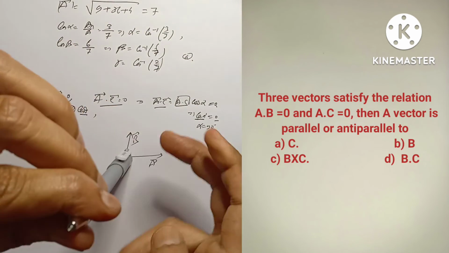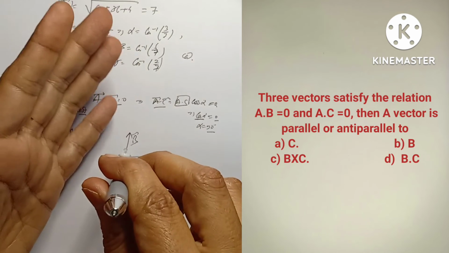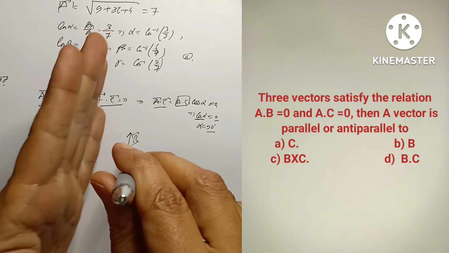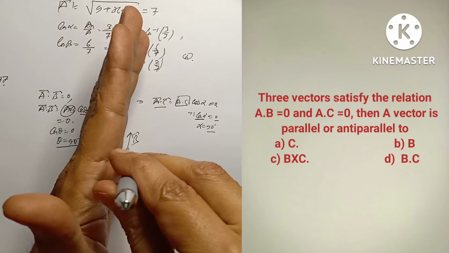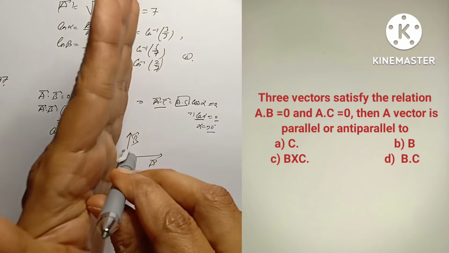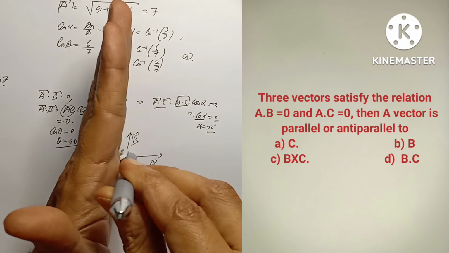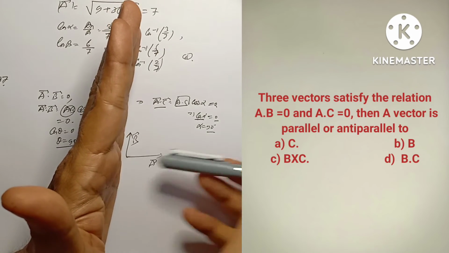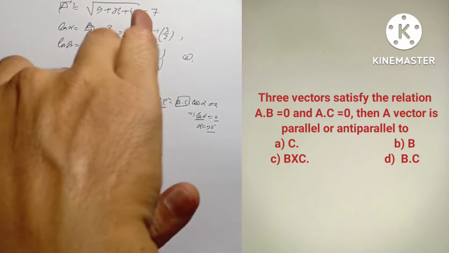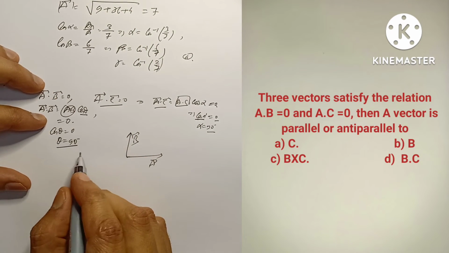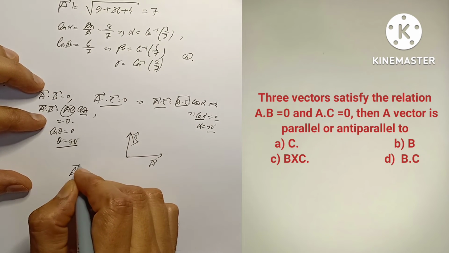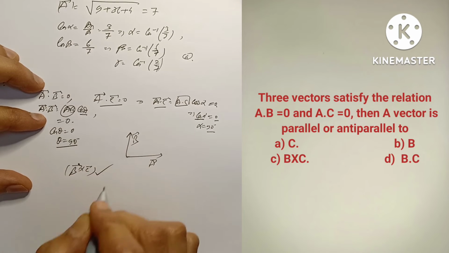So b cross c means the cross product of b and c. It gives a unit vector perpendicular to both b and c, perpendicular to this plane. This is the b and c plane. So perpendicular to this plane, it is either along a or antiparallel to a. So option b cross c will be correct.